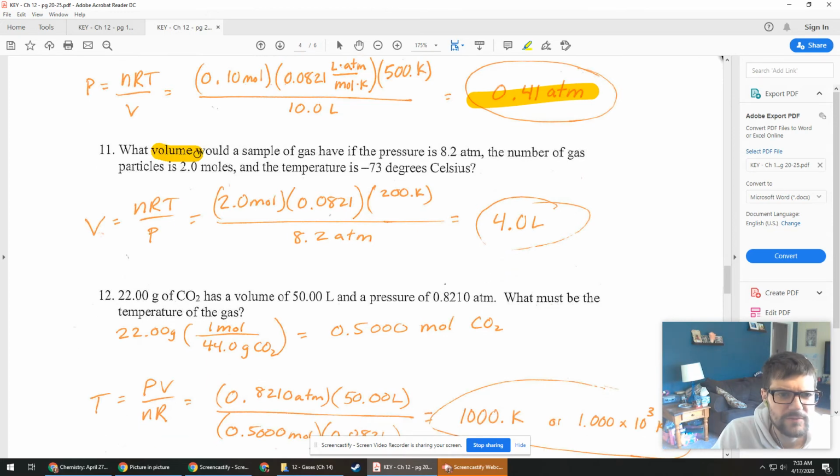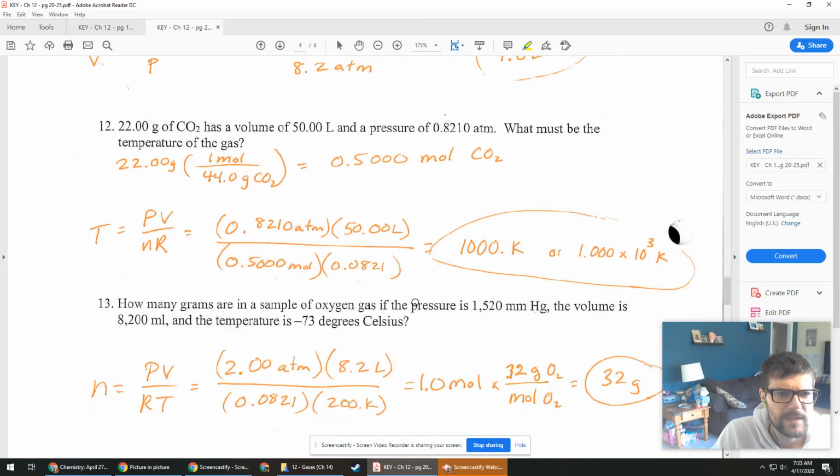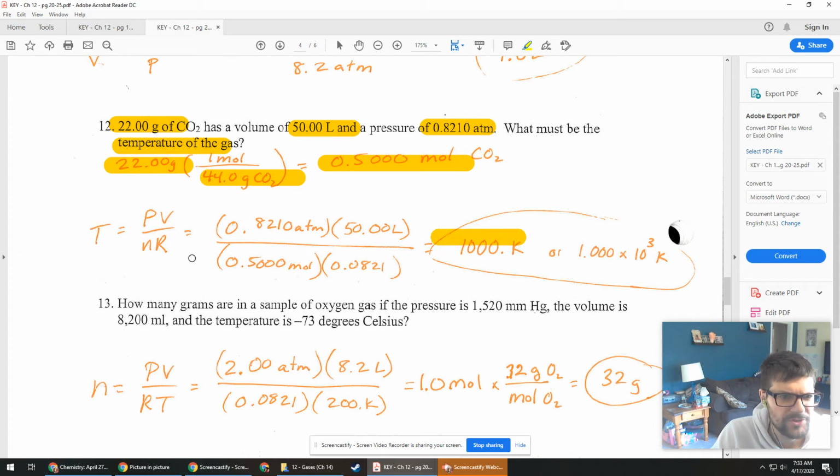Here we're solving for volume, and we are given the pressure, the moles, and the temperature in Celsius, which is just a single conversion. In number 12, we have to do a gram to mole conversion, and then we're given a volume and a pressure, and so we're looking for temperature. Solve for temperature instead.